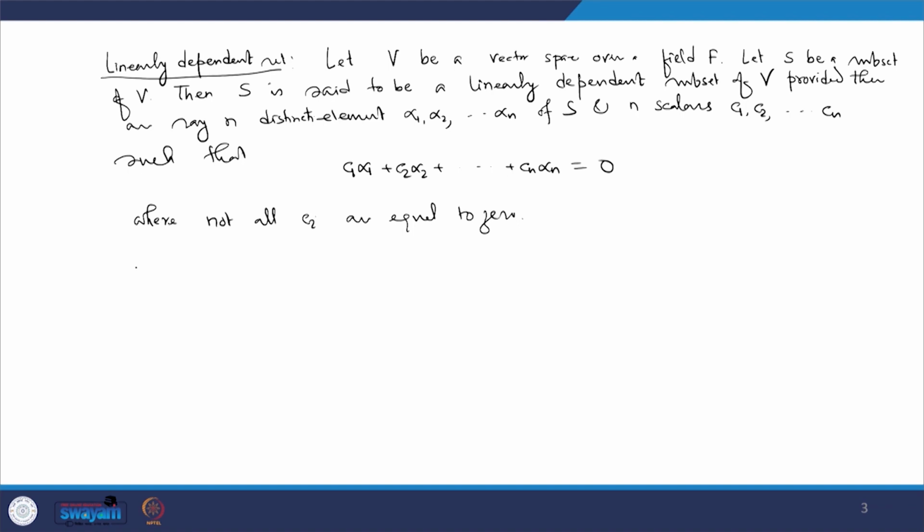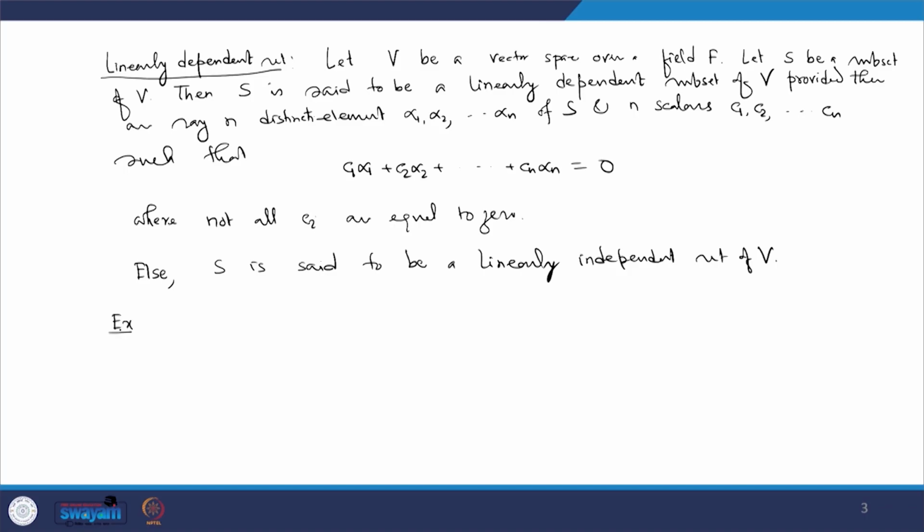Otherwise, S is said to be a linearly independent subset, or set, of V. So, let us take some examples.